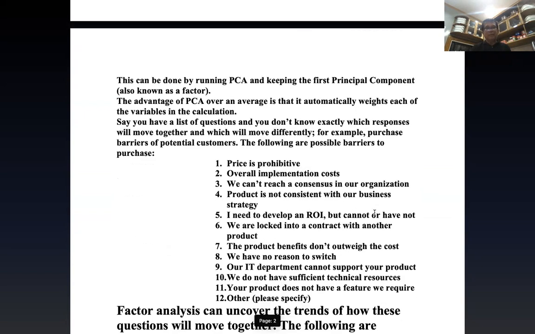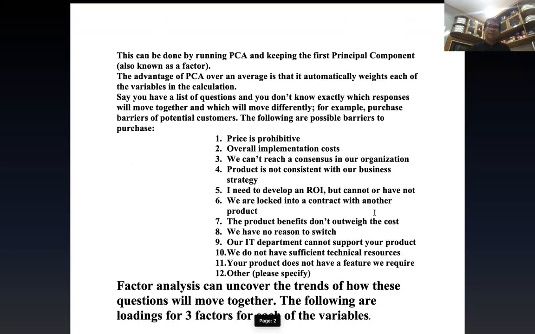The following are possible barriers to purchase. Number 1, price is prohibitive. Number 2, overall implementation cost. Number 3, we can't reach a consensus in our organization. Number 4, product is not consistent with our business strategy. Number 5, I need to develop an ROI, but cannot or have not. Number 6, we are locked into a contract with another product. Number 7, the product benefits don't outweigh the cost. Number 8, we have no reason to switch.